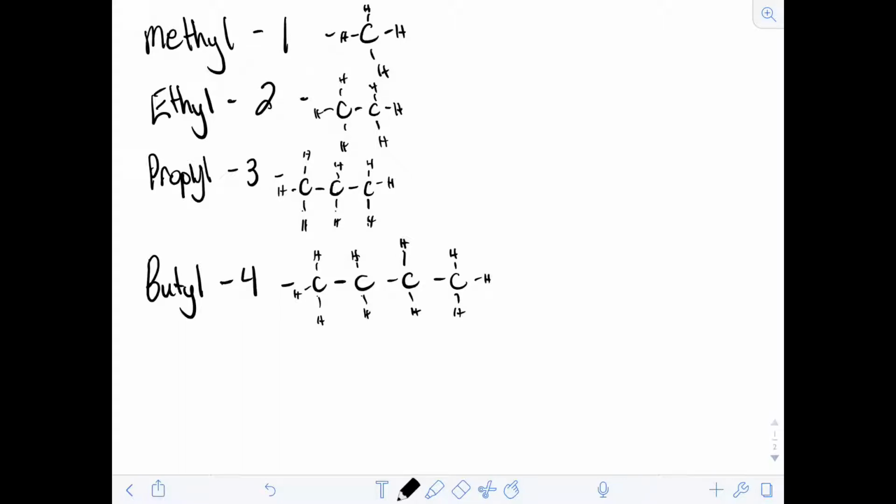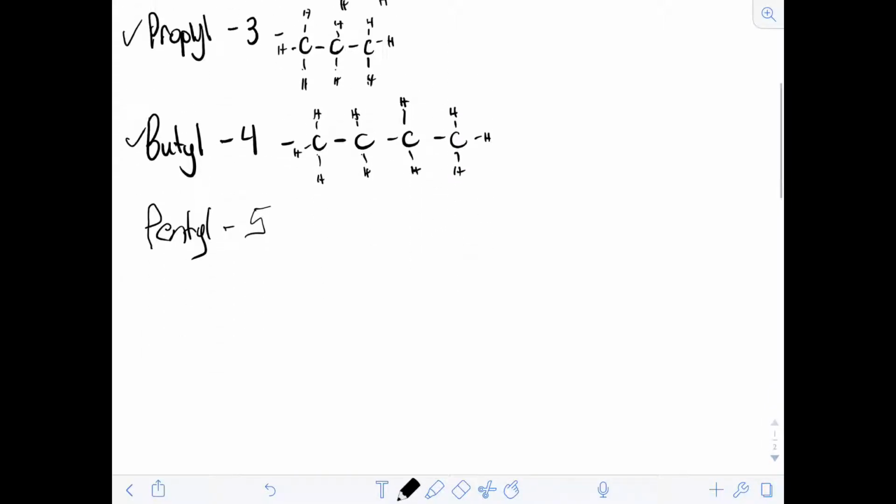A good way to remember, because what a lot of people usually get tripped up on is the propyl and butyl. So a good mnemonic that people usually use is make every princess beautiful. And then if you want to add in pentyl, you can say make every princess beautiful, please. And a pentyl would be 5 carbons.